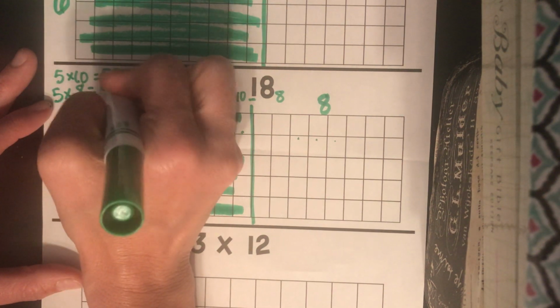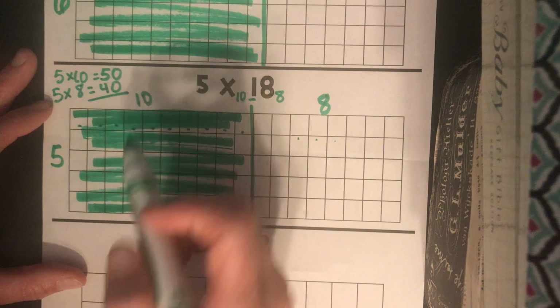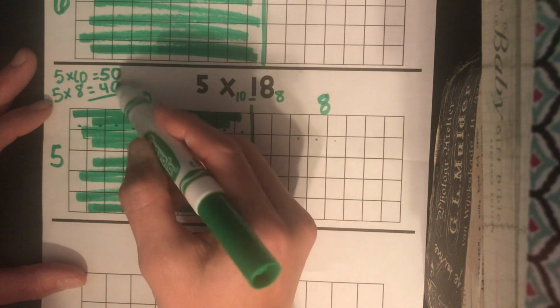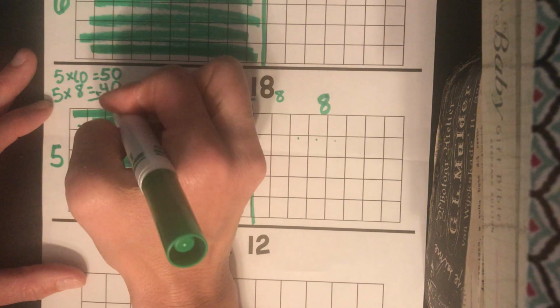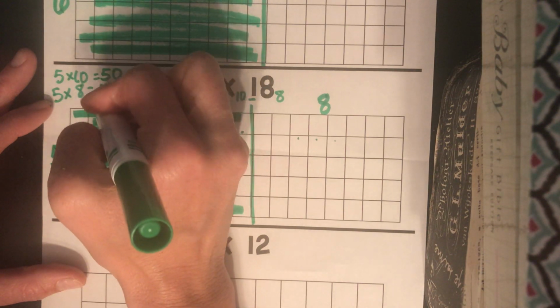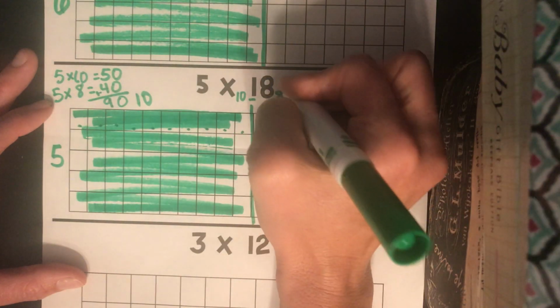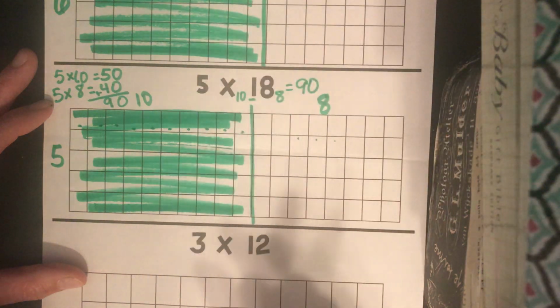And that is 40. Okay, and then I'm going to put both of these parts of the product together to get my answer. So 0 plus 0, 5 plus 4, my answer is 90. All right.